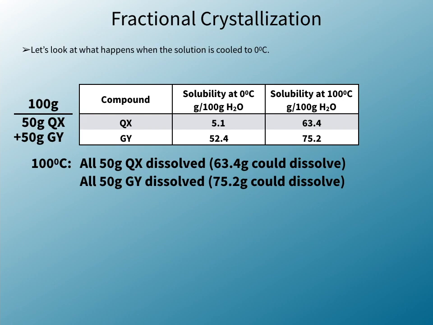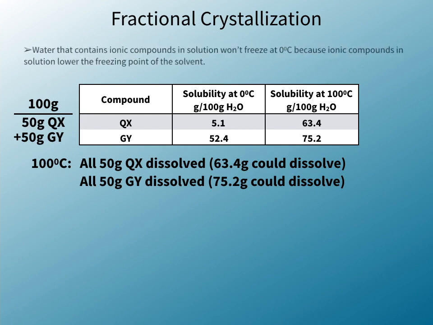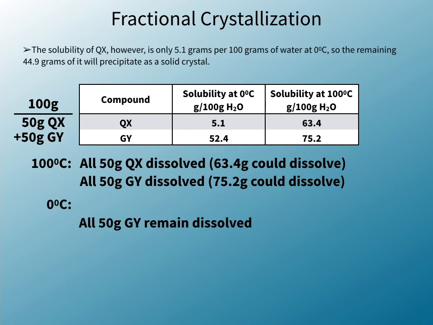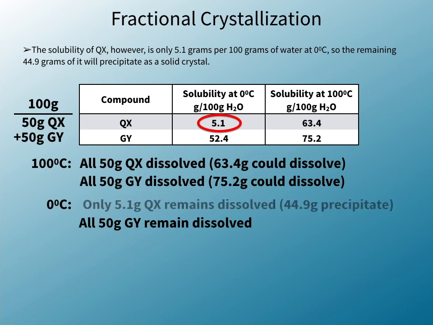Let's look at what happens when the solution is cooled to 0 degrees Celsius. Water that contains ionic compounds in solution won't freeze at 0 degrees Celsius because ionic compounds in solution lower the freezing point of the solvent. Since the solubility of GY is still 52.4 grams per 100 grams of water, and we only have 50 grams of GY in solution, it will all stay in solution. The solubility of QX, however, is only 5.1 grams per 100 grams of water at 0 degrees Celsius, so the remaining 44.9 grams of it will precipitate as a solid crystal.